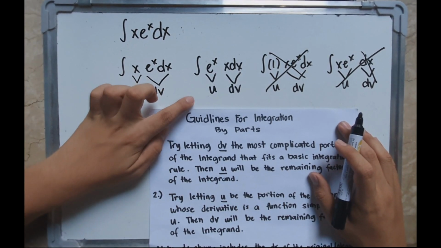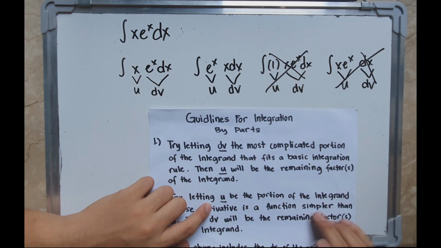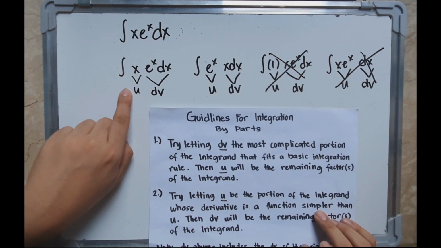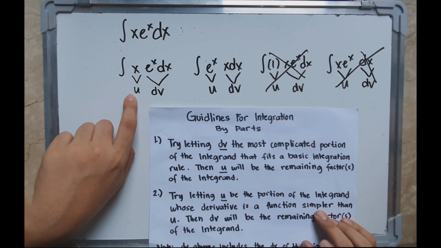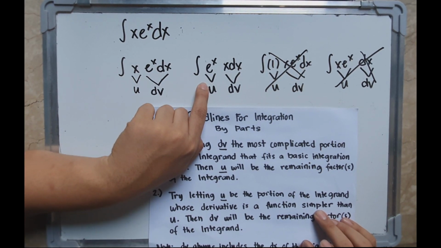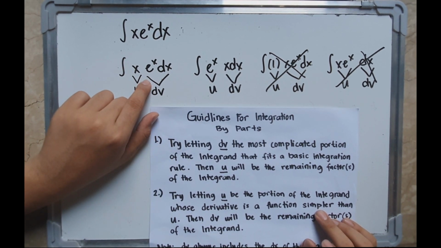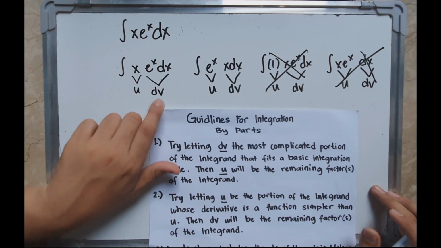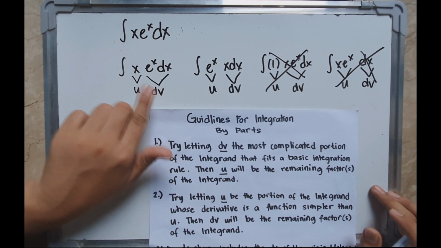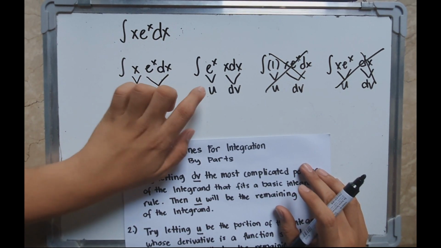Next, how about guideline two? Try letting u be the portion of the integrand whose derivative is simpler. x is easy to differentiate. e to the x is also easy to differentiate. For the dv here, this one is easy to integrate and this one is also easy to integrate. So there are two possible options.